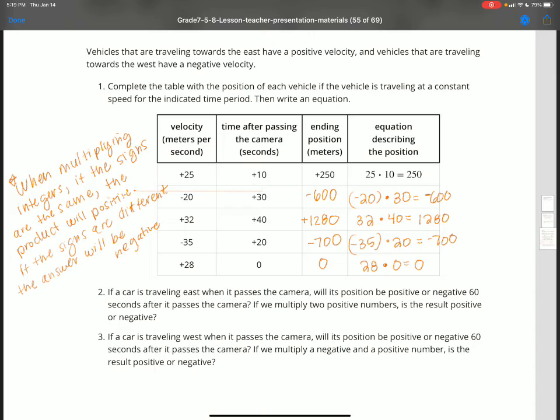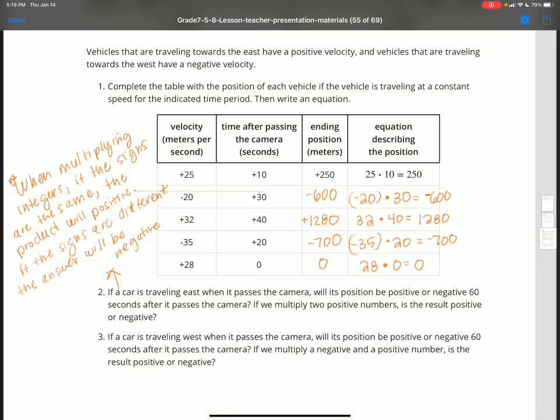So for question 2, it says if a car is traveling east when it passes through the camera, will its position be positive or negative 60 seconds after it passes the camera? If we multiply two positive numbers, is the result positive or negative? Which I just answered that question. The result will be positive. So if the car is traveling east, it's going to be positive. This means that when we multiply two positive numbers, the result is going to be positive. So it's the same rule that I just wrote down.